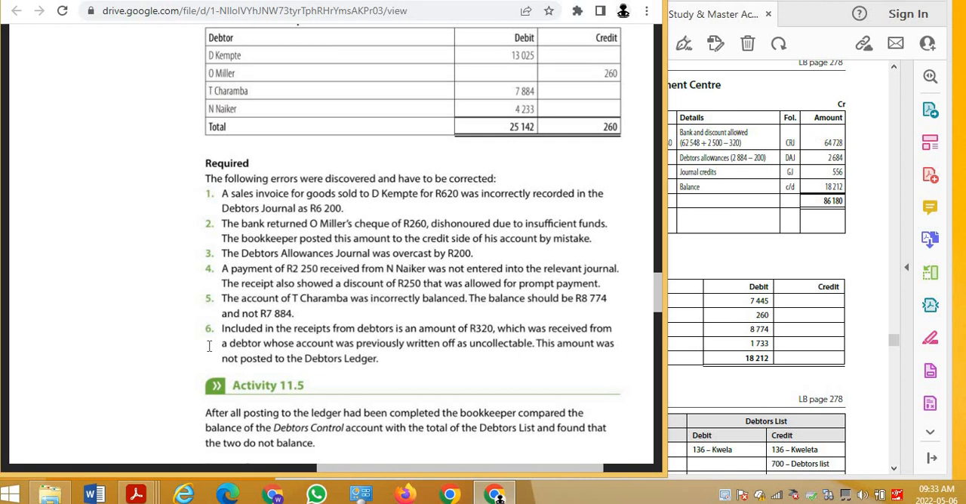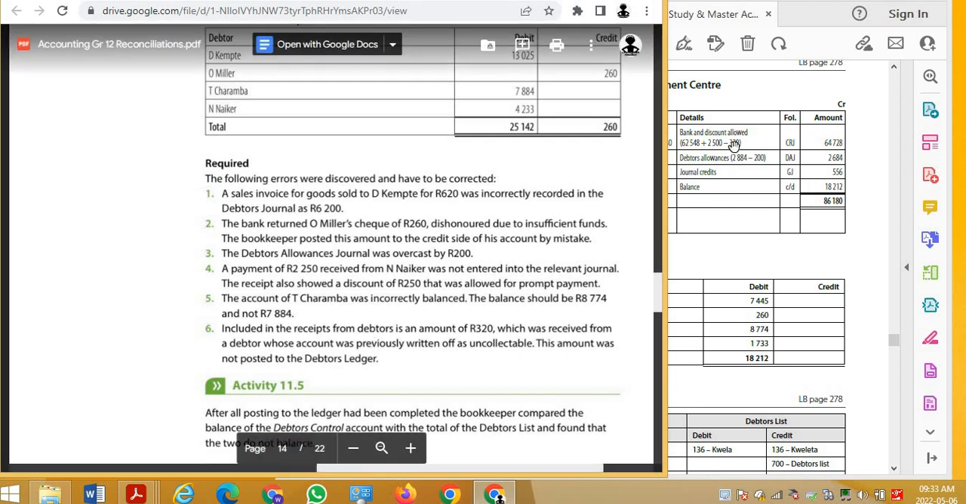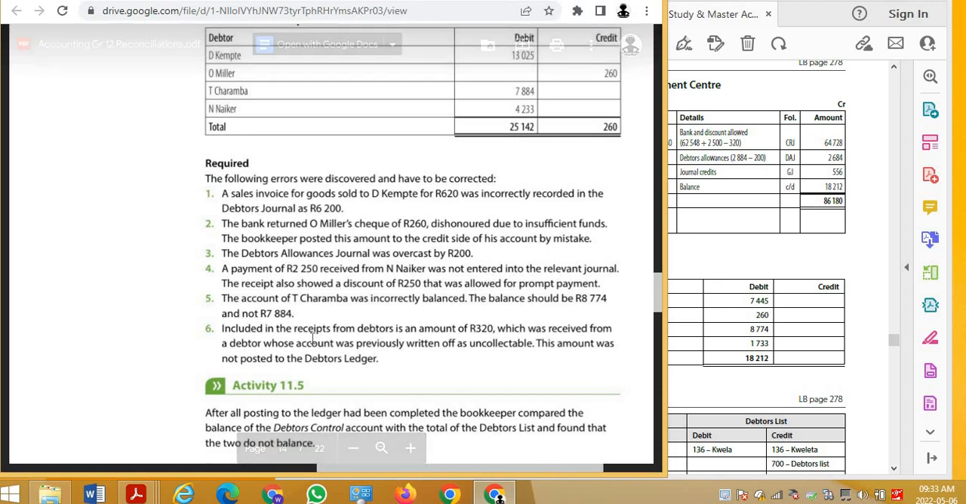It's actually, remember, I think we've done it already. It's called bad debts recovered. It's a new income that we make, a completely new income for this 320. It's got nothing to do with debtors control. So if you see something about including the receipts of debtors or something, you know it's wrong. And that's what you need to do. You need to take it out. Take the 320 out of bank and discount allowed, because that's what the accountant did. It was included in the receipts. Take it out of bank and discount allowed. It's not supposed to be there, and add it to bad debts recovered.